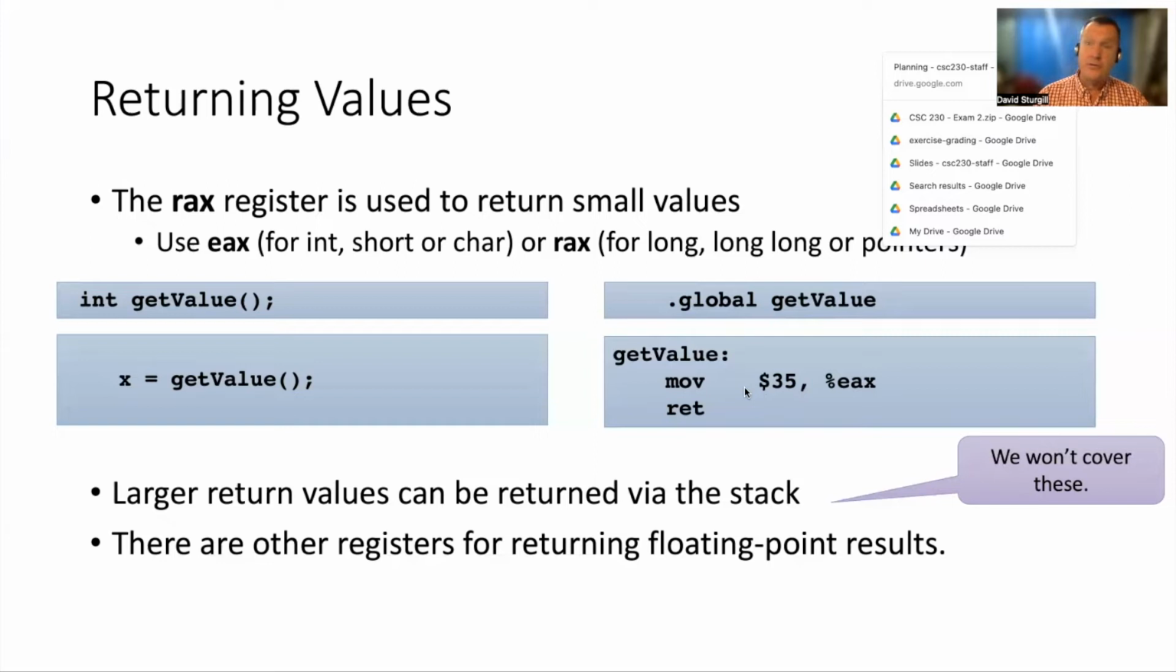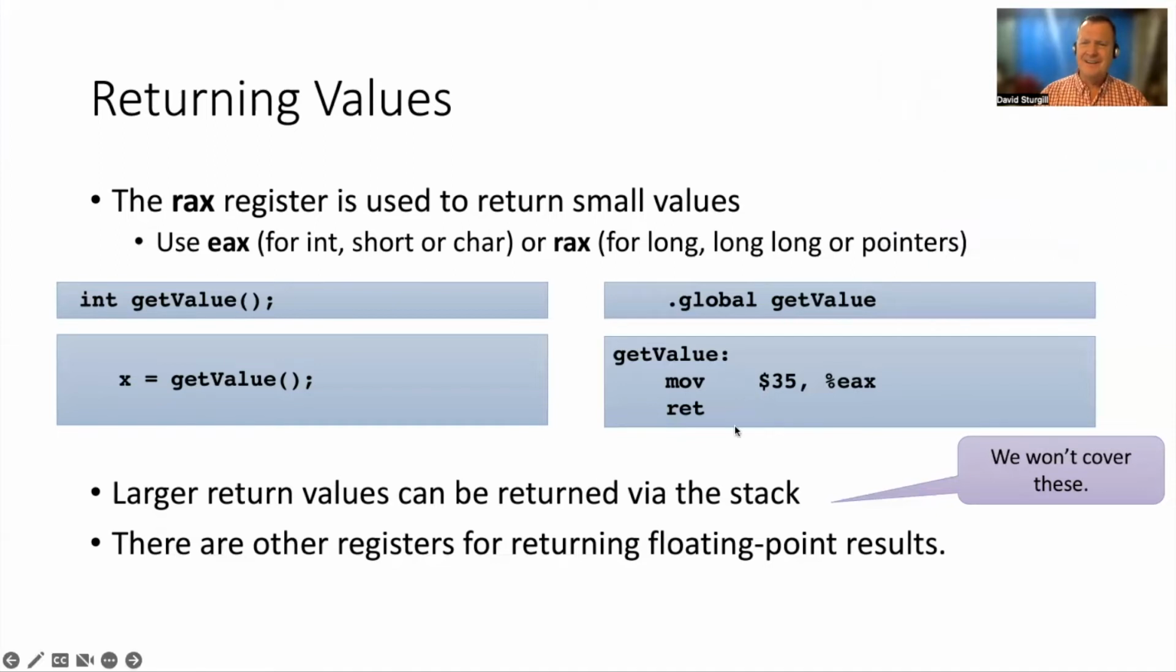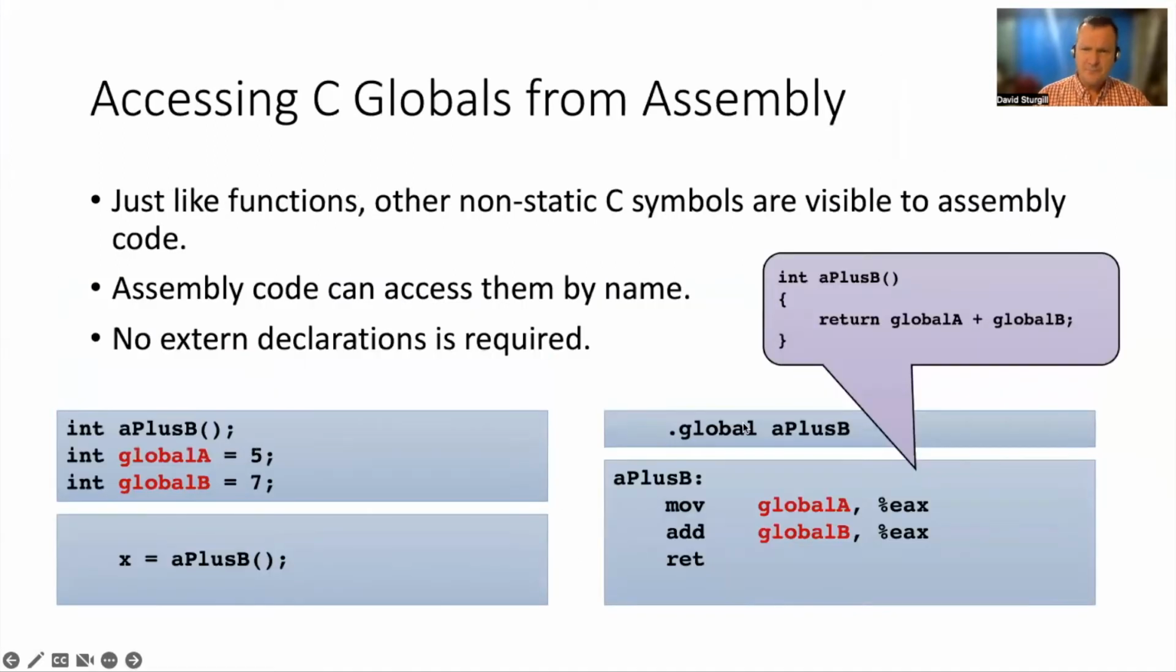If you have to return larger values, C lets you return those on the stack, but we won't cover that in assembly language. There's also other registers for returning floating point values, but we won't need to use that for this semester. How about inside our function? What if we want to do more than just compute a value and return it? Well, global variables, whether they're defined in assembly or C, they have a name associated with them. And in assembly, that looks just like any other label.